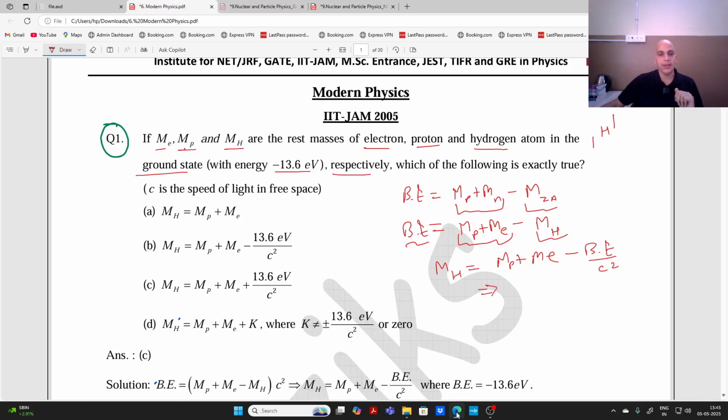Now I can put the values if I want to, but I have been given the value of the binding energy, and it is minus 13.6. So the equation becomes mass of proton plus mass of electron plus 13.6 divided by c square, and it is in electron volt. So this is the answer. This is the correct option, and it is given here. So this is the way of solving this question. The concept that is used here is the binding energy concept. Now I am going to the next question.